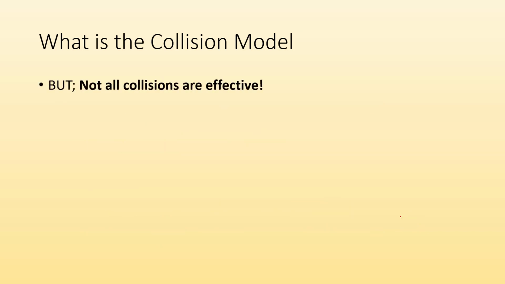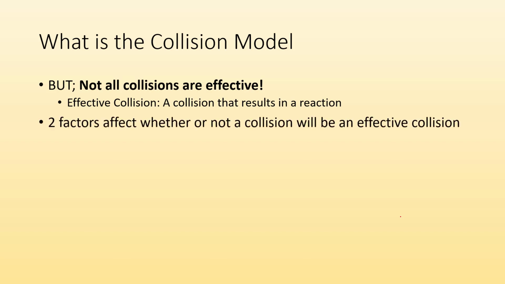So not all collisions are effective. I kind of talked about that already, but an effective collision is a collision that results in a reaction, right? It's just a fancy way of saying a collision that causes a reaction. Two factors affect whether or not a collision will be effective. One, the orientation of the collision. Things need to collide in the right orientation. It's like shooting pool. They have to hit at the right angle in order for something to happen. The second thing is there needs to be enough energy for the reaction.